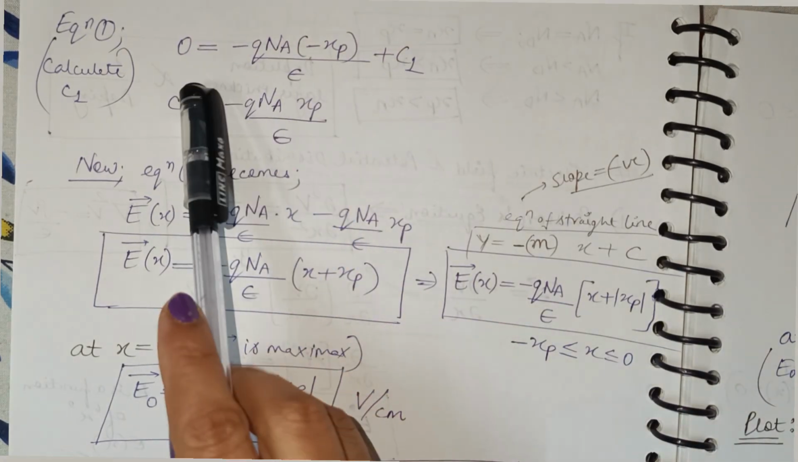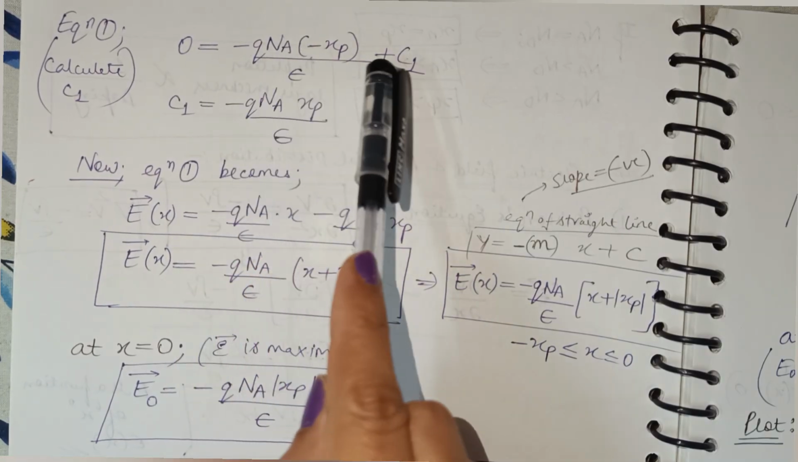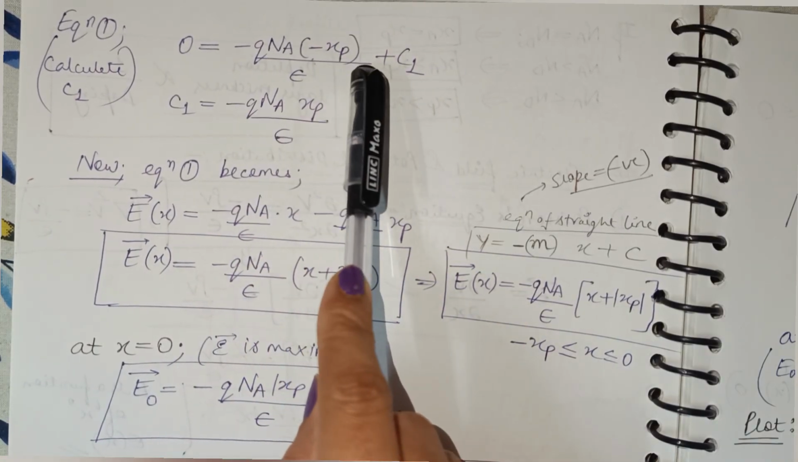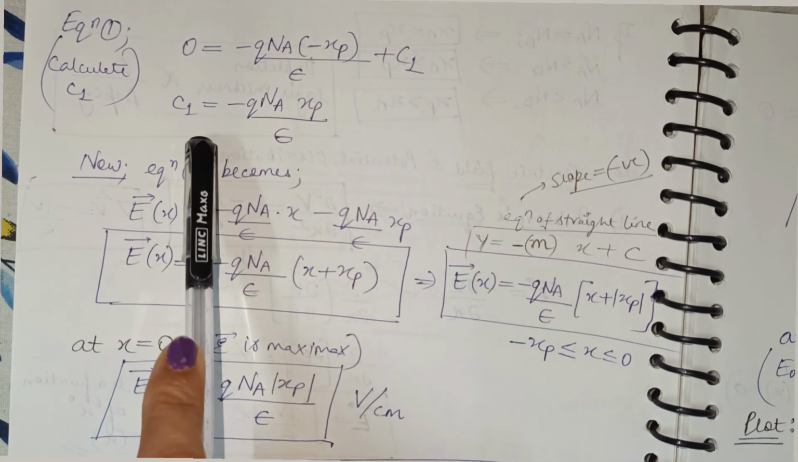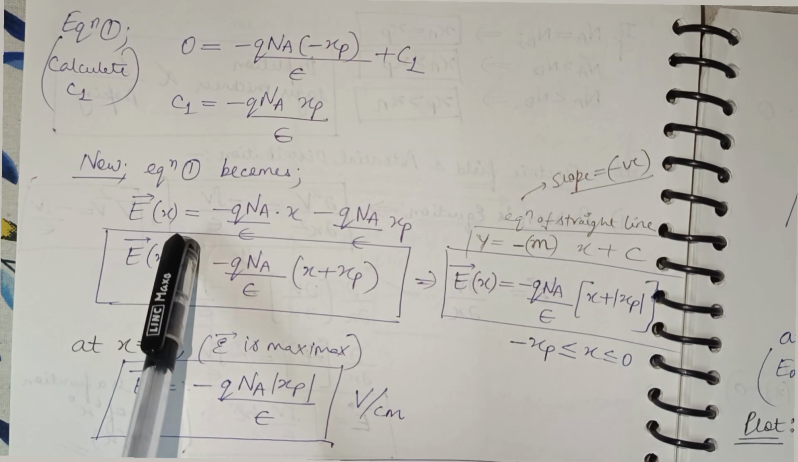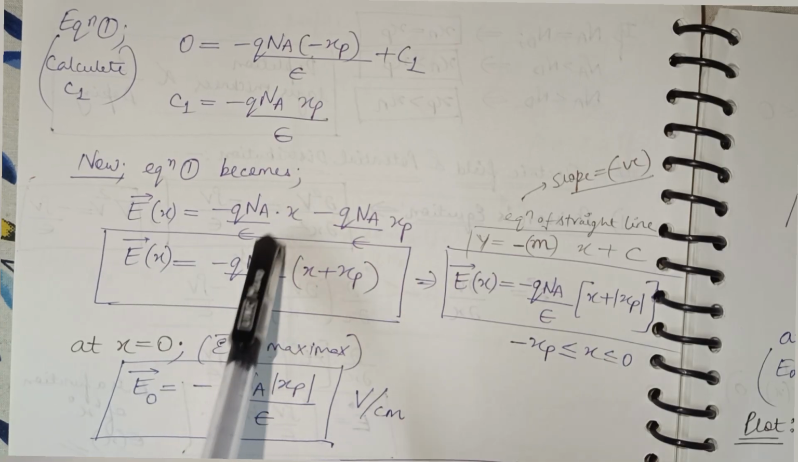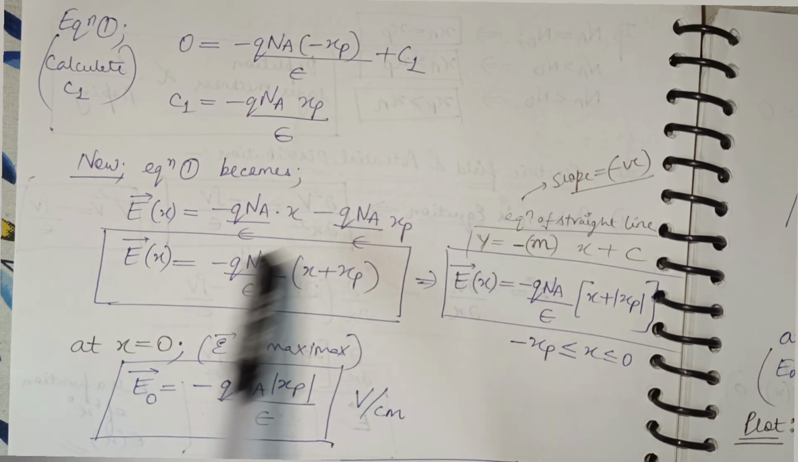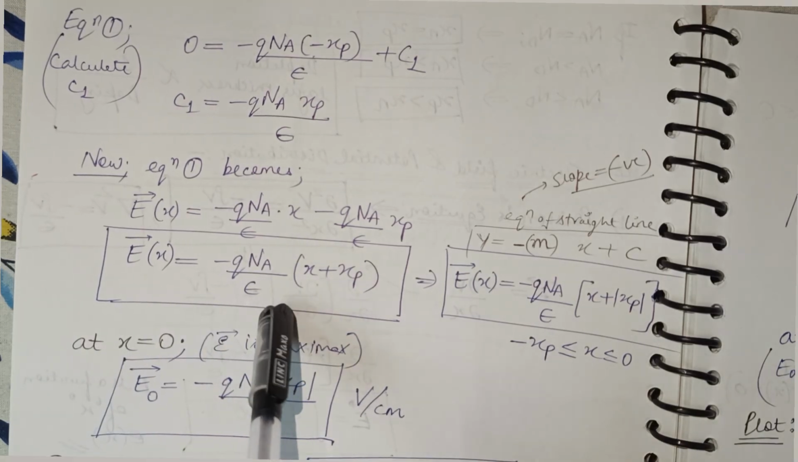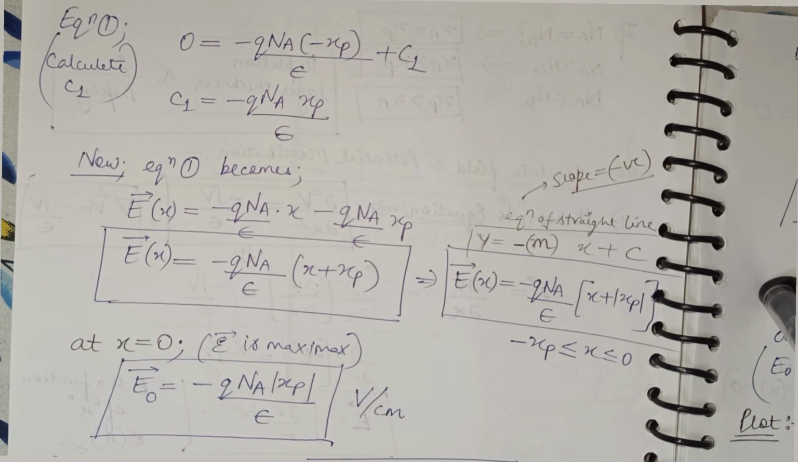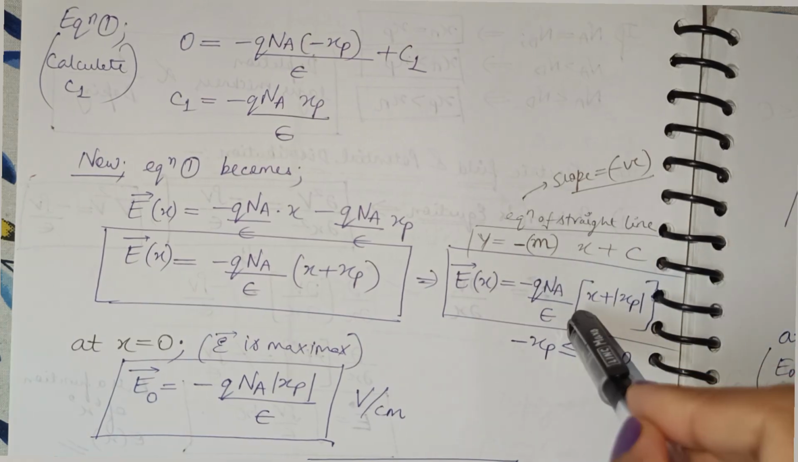So here you can see we have put it 0, and in the place of x we have written minus xp, and therefore we will get the value of c1. Then our whole equation E as a function of x will become minus qNa by epsilon x minus qNa by epsilon xp, or you can write it as minus qNa by epsilon times x plus xp. This is like the equation of a straight line, and here you will get the slope also.